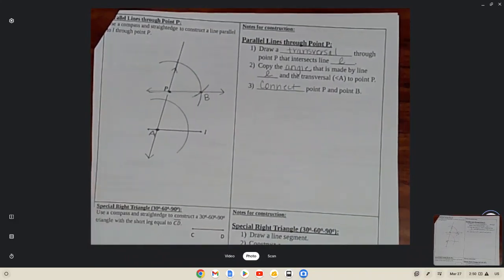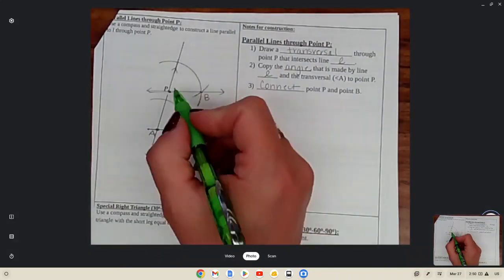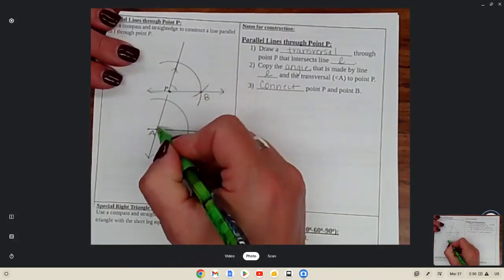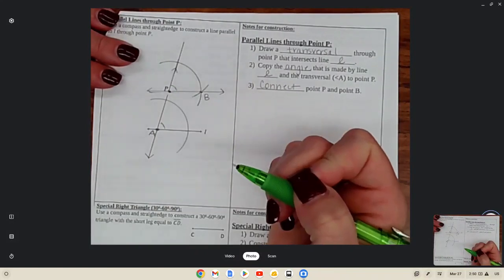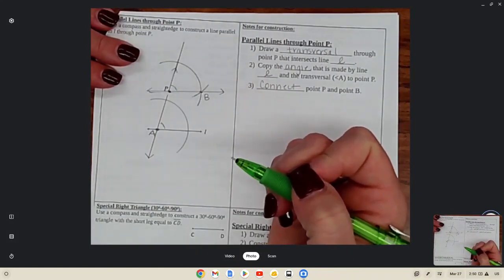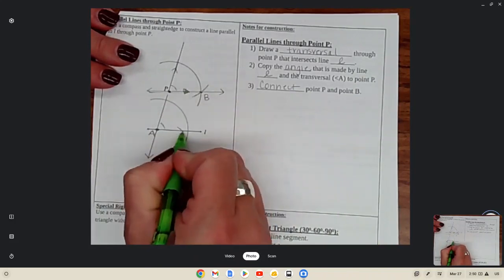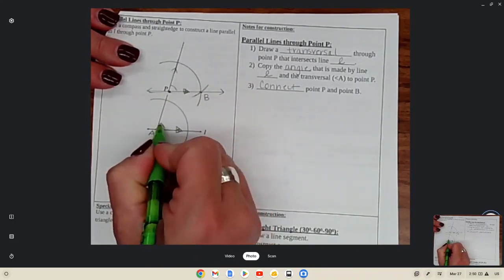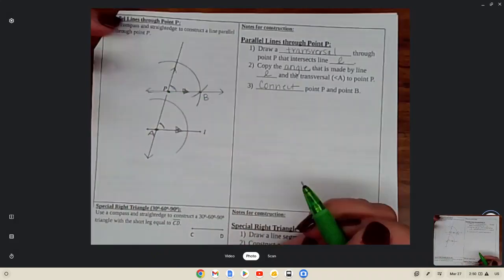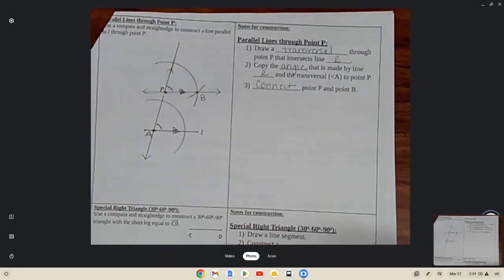So what we essentially did was we created parallel lines by recreating the corresponding angles, right? So that's what we did. So now we know that this line here and this line here are parallel because we used those corresponding angles to create those parallel lines. Okay.